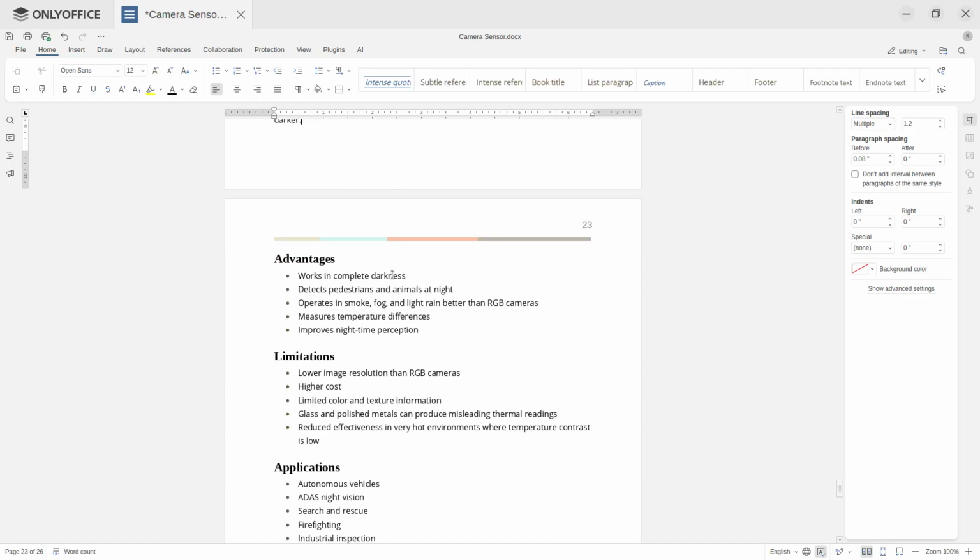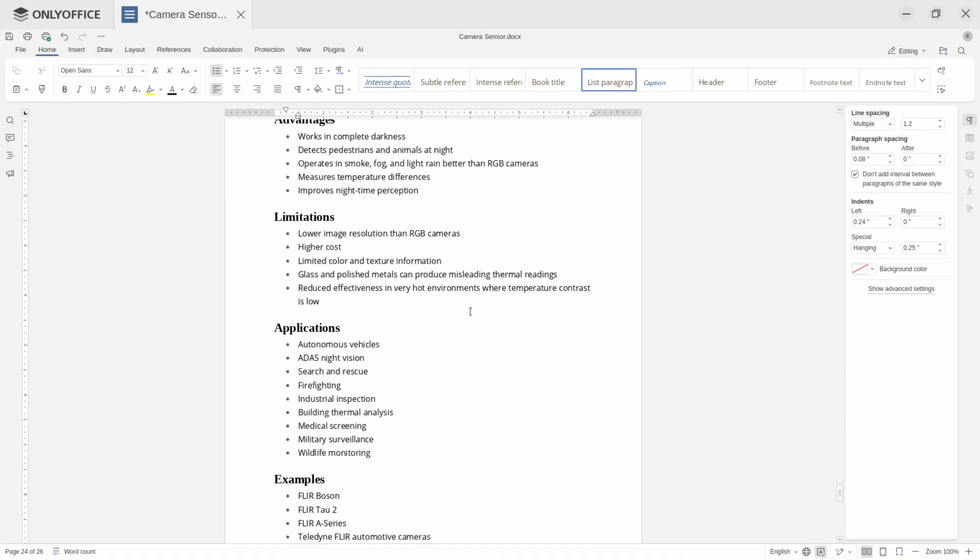Advantages: work in complete darkness, detect pedestrians and animals at night, operate in smoke, fog and rain better than RGB cameras, measure temperature differences, improve night time perception. Limitations: lower image resolution than RGB, higher cost, limited color and texture information, glass and polished metal can produce misleading thermal readings, reduced effectiveness in very hot environments where temperature contrast is low. This is a very important point to understand.